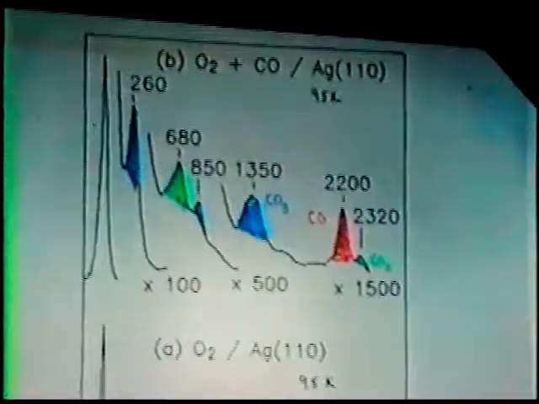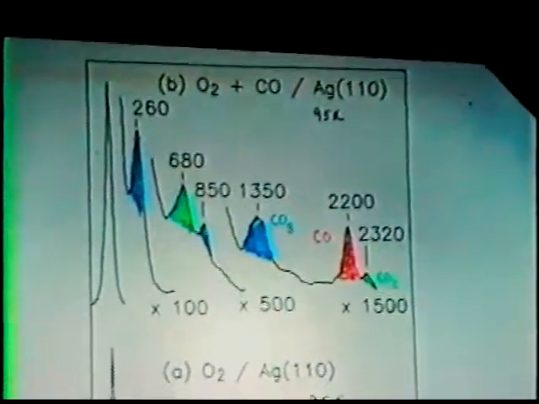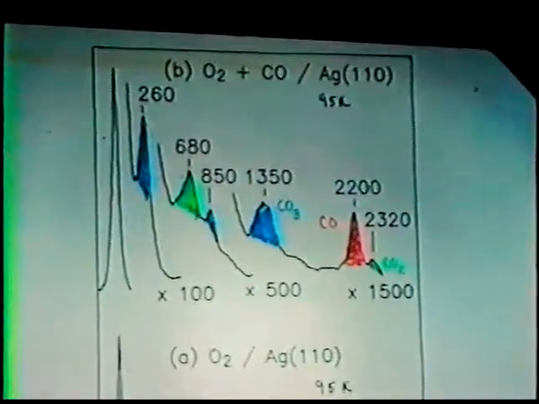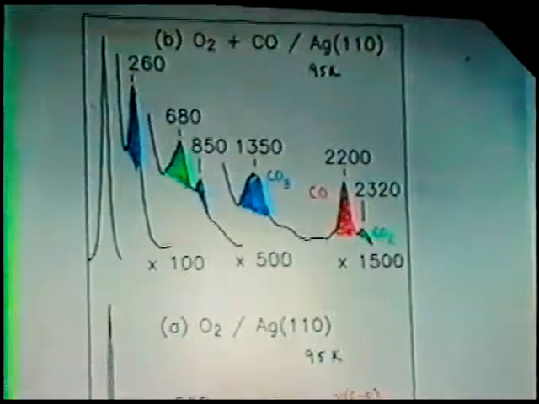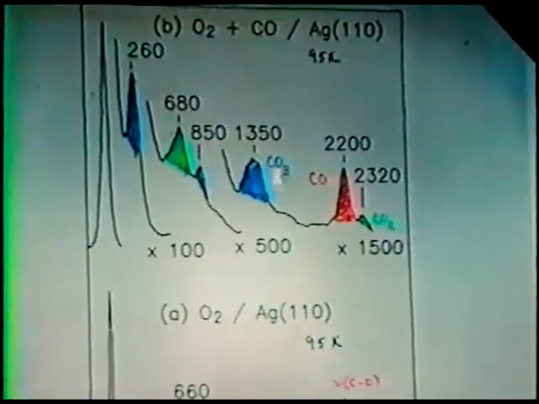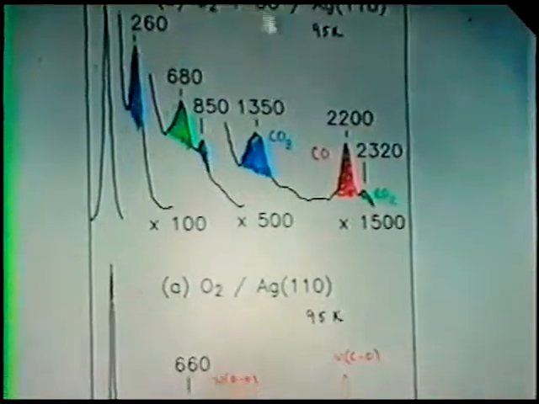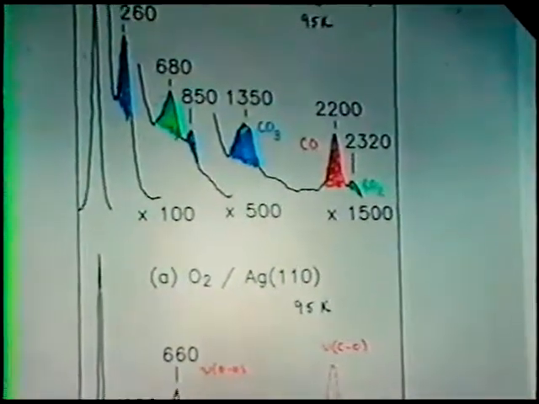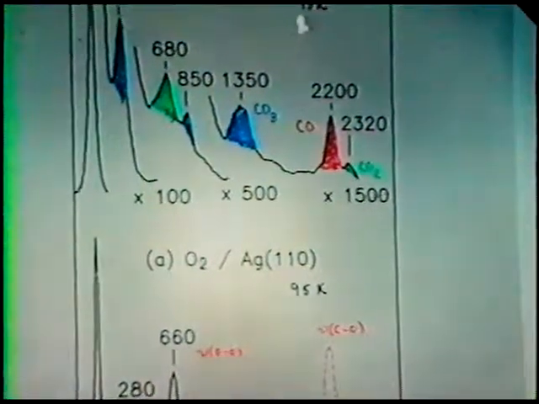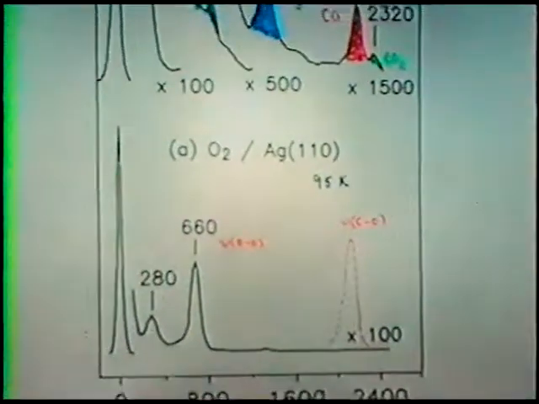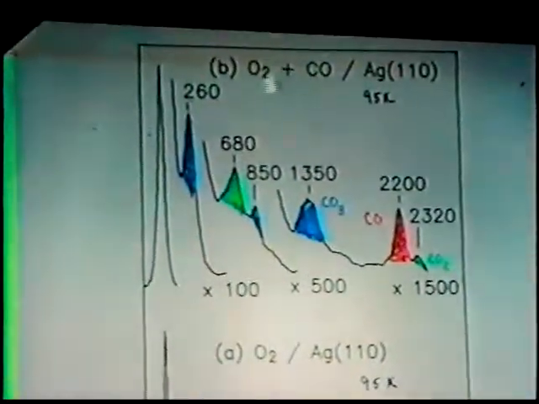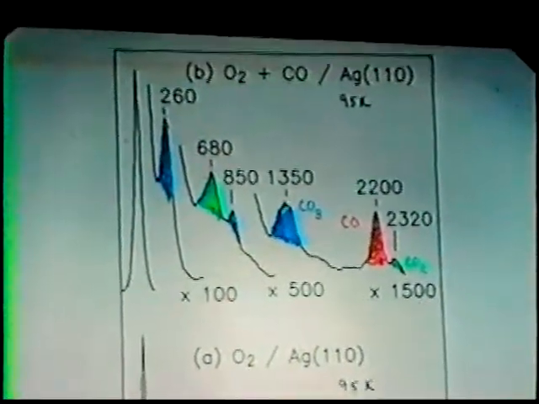All the blue, green, and yellow peaks are the result of reaction, except the red one is not. The blue and green peaks are the result of reaction to form carbonate and CO2. So clearly there is a facile reaction. This is occurring at 95 degrees Kelvin. The barrier has to be infinitesimal. There's a facile reaction with the dioxygen by this good electron acceptor to form surface carbonate and CO2.